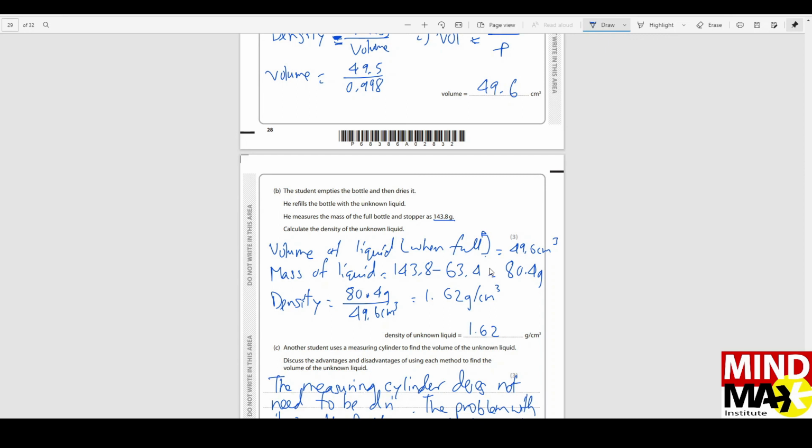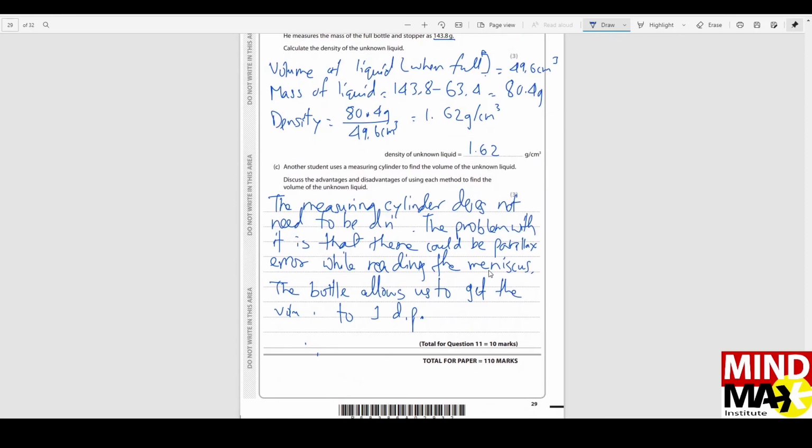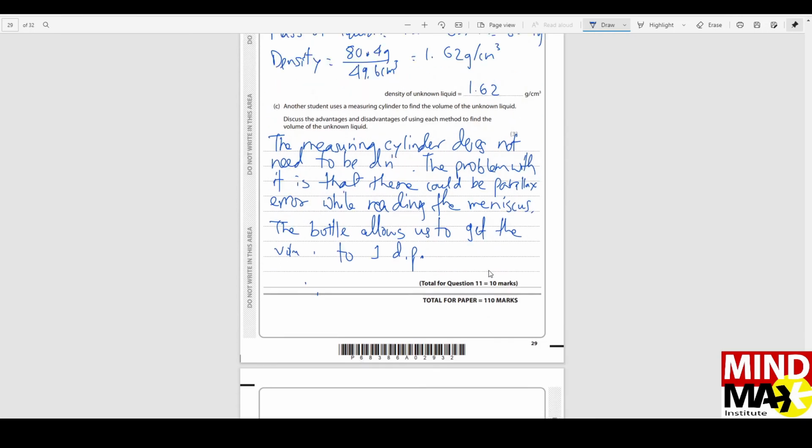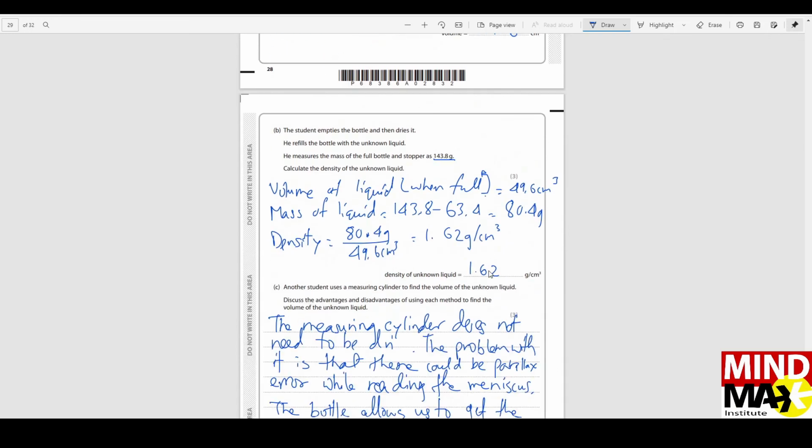So density is mass by volume. Mass is 80.4, and volume when it's full is 49.6. So we got the density to be 1.62. So this is the last one. Another student uses a measuring cylinder to find the volume of the unknown liquid. Discuss the advantages and disadvantages of using each method to find the volume of the unknown liquid. So you can either use a measuring cylinder to measure volumes, that's pretty obvious, or you can use this method. So what are the pros and cons?